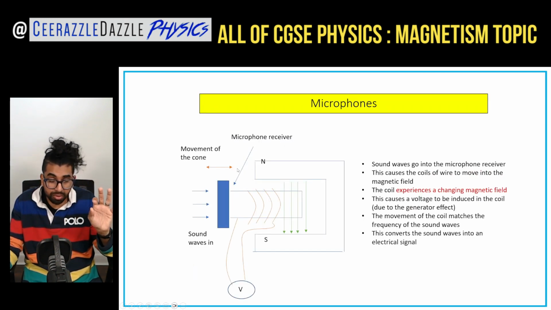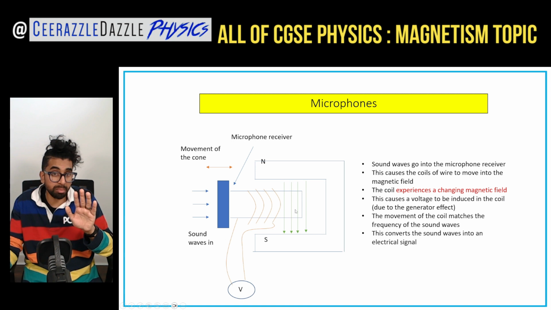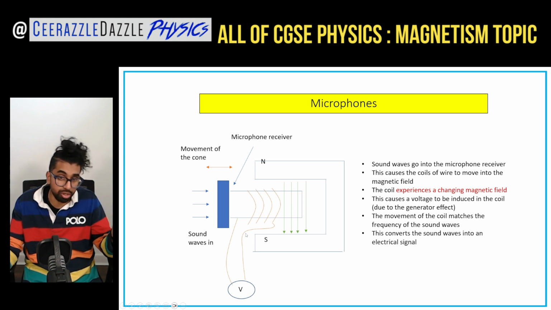Microphones. Microphones are a bit different. With microphones, you're going to speak into the microphone and it's going to generate a voltage. So look over here, we've got a microphone receiver within a magnetic field once again. When the sound waves come in, it pushes the microphone receiver into the magnetic field. So it pushes all these coils into that magnetic field. These coils therefore experience a change in magnetic field, and therefore a voltage is induced. So the coils of wire enter the magnetic field, and because they are experiencing a changing magnetic field, a voltage is induced. So this one is the generator effect, because you're generating voltage.